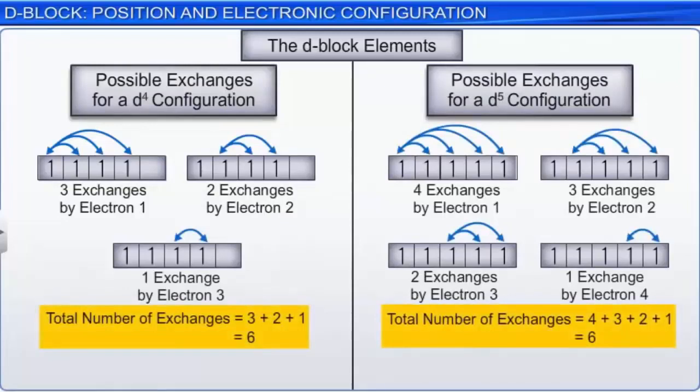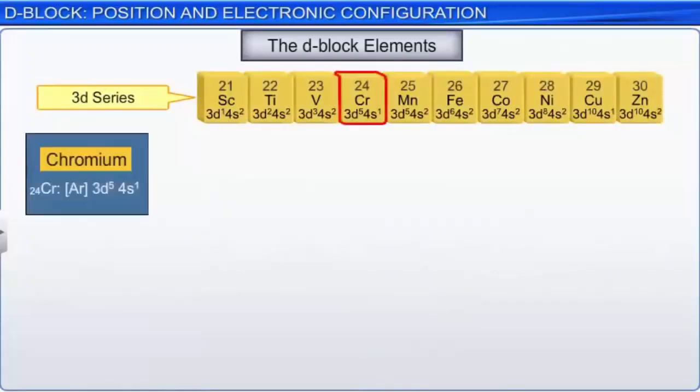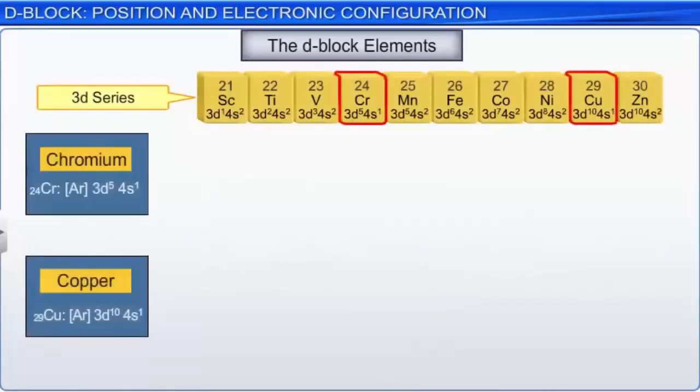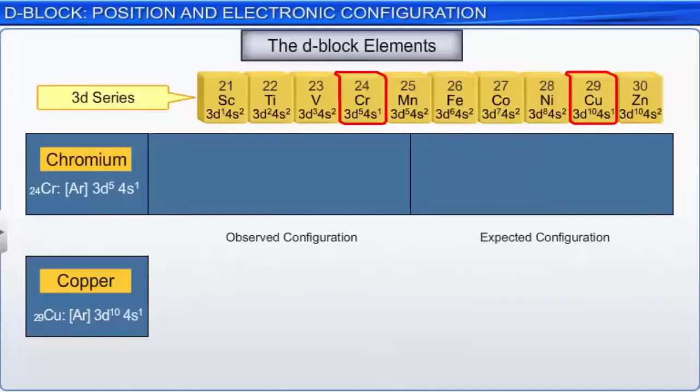A consequence of this factor can be seen in the electronic configurations of chromium and copper in the 3d series. Chromium, for example, has a configuration of 3d5 4s1 instead of the expected 3d4 4s2. Copper, on the other hand, has an electronic configuration of 3d10 4s1 instead of 3d9 4s2.